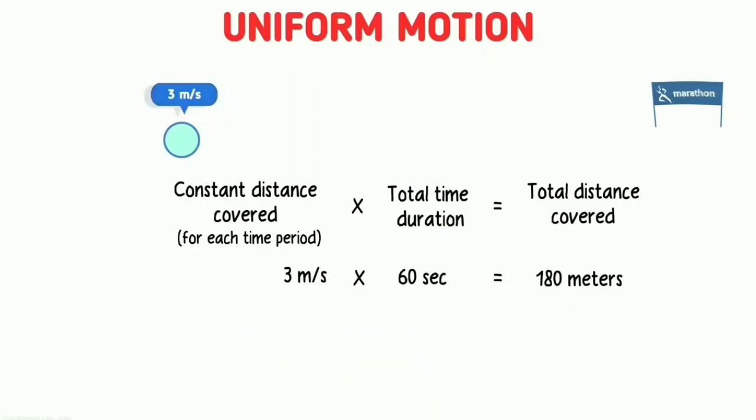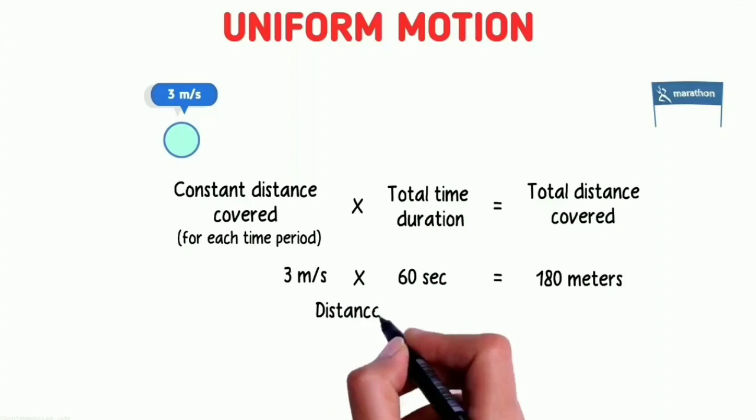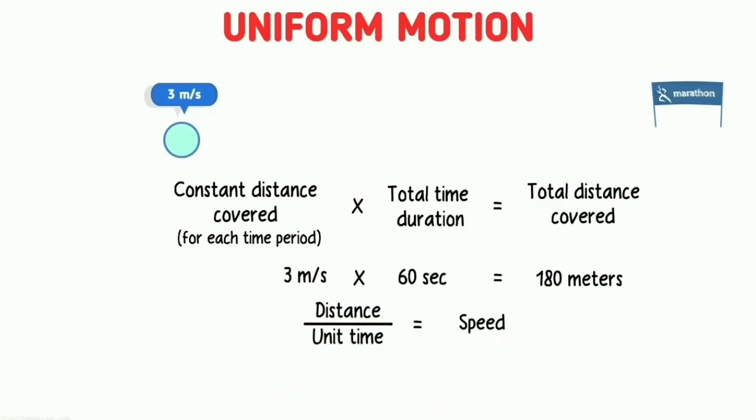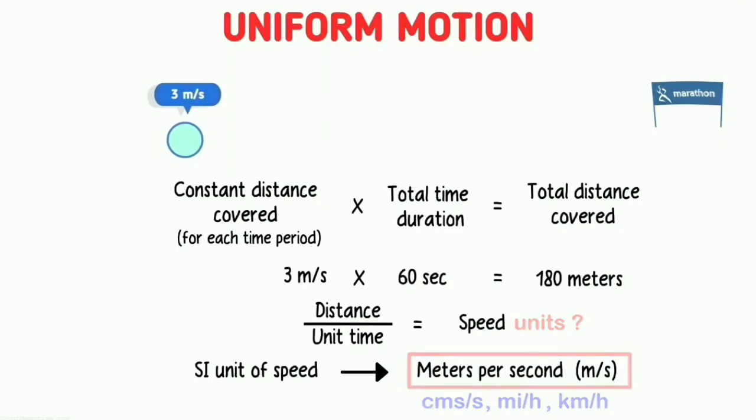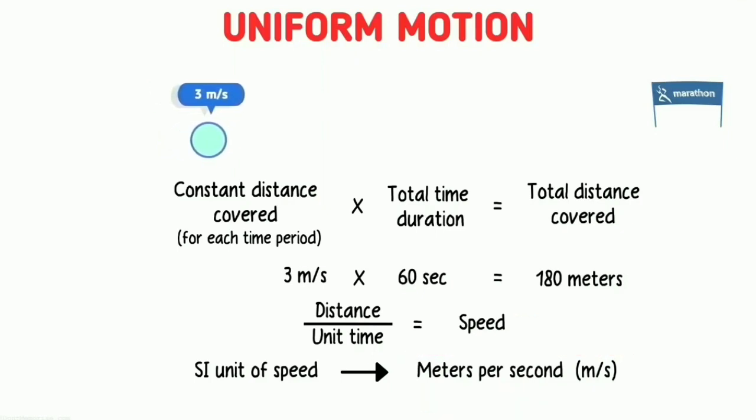Uniform motion. Distance traveled by an object in unit time is called speed. It's distance per unit time. So what will be the units? Can you guess? The SI unit of speed is meters per second. Quite often you will also see speed denoted in centimeters per second, miles per hour, or kilometers per hour, but the standard unit remains meters per second. We observe this gentleman here running at a constant speed of 3 meters per second.